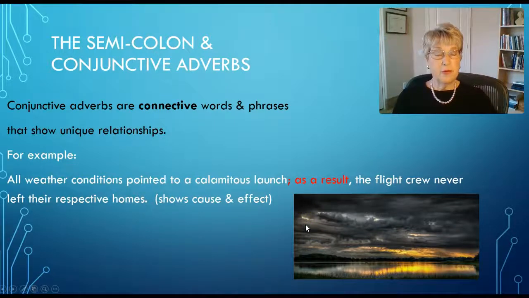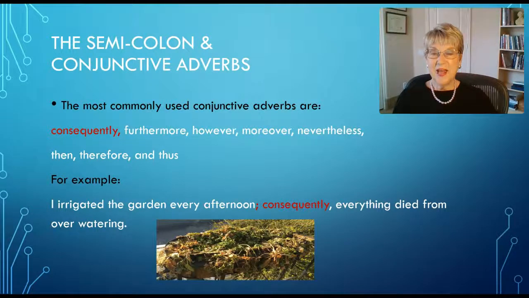And how do we remember things? By doing them. The most commonly used conjunctive adverbs are consequently, furthermore, however, moreover, nevertheless, then, therefore, and thus. We have dozens more in the English language. You can look them up in your grammar books or Google them, but these are the ones that I have found very useful. For example, I irrigated the garden every afternoon; consequently, everything died from overwatering. So we have our first independent clause, our semicolon, our conjunctive adverb, and our second independent clause. So do you see how easy this formula is? We don't need to make it complicated.